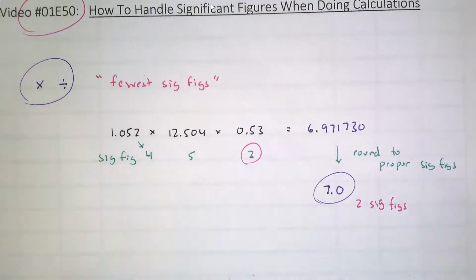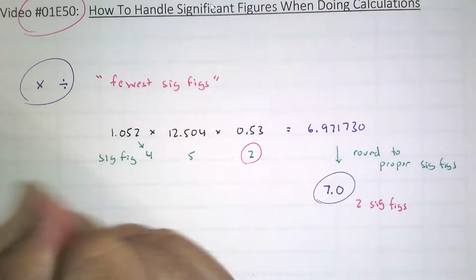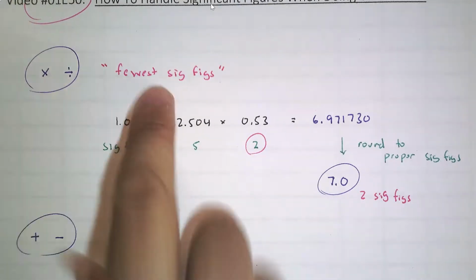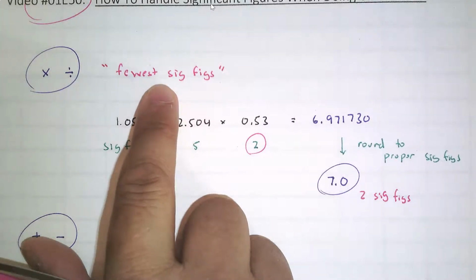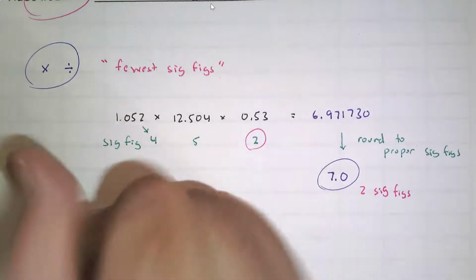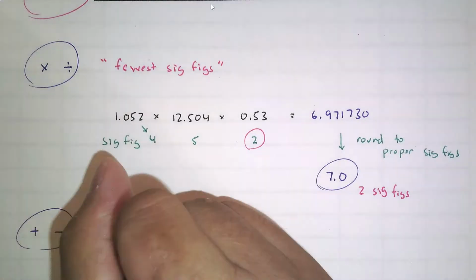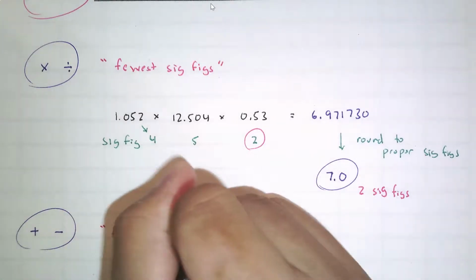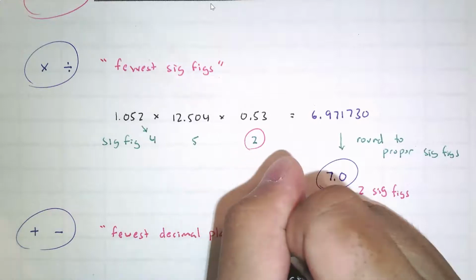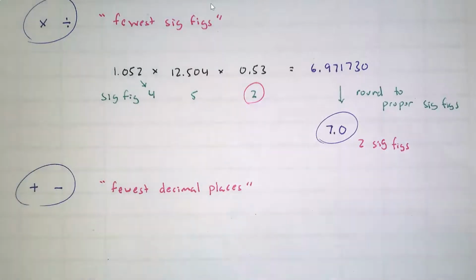Let's do subtraction and addition. Plus and minus. What's the phrase that we want to memorize there? It's not going to be based on the number that has the fewest number of sig figs. It's going to be based on what's called the fewest decimal places. How far does a number go to the right? And this is where my notation that you see on the cover comes into play.